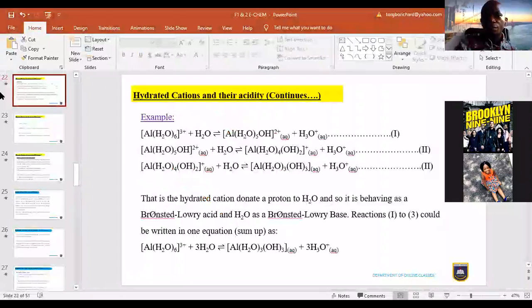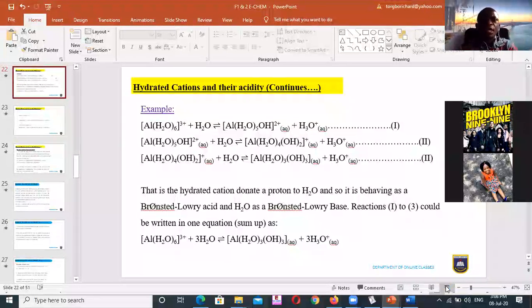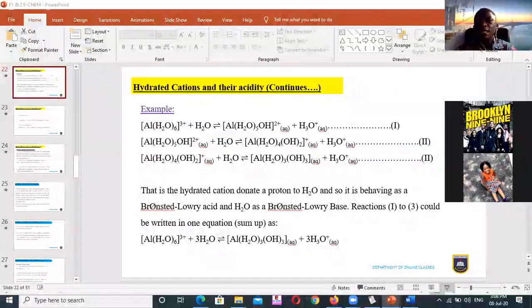Okay. So let's continue from where we stopped the last time. Hydrated cations and their acidity. I think I explained this, right?